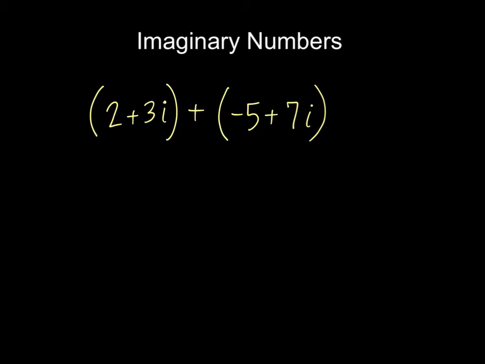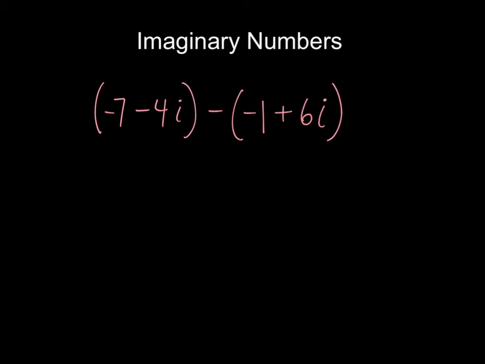Adding is pretty simple. We're going to add them just like we would add x's and y's. We're just going to combine like terms. The 2 and the -5 are like terms, so 2 plus -5 is -3. And the 3i and the 7i are like terms for a total of 10i. i just acts like a variable in that case, just like an x or a y. We're just going to add like terms. So this is how you add two complex numbers.